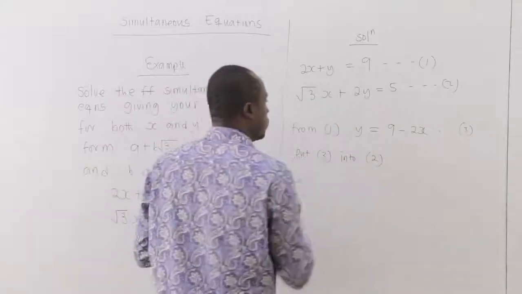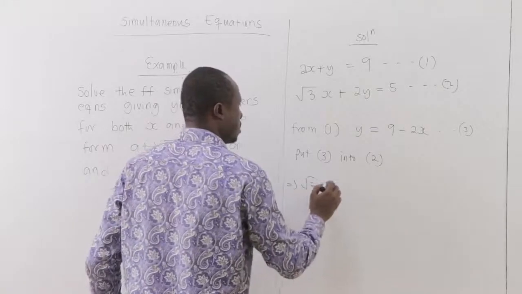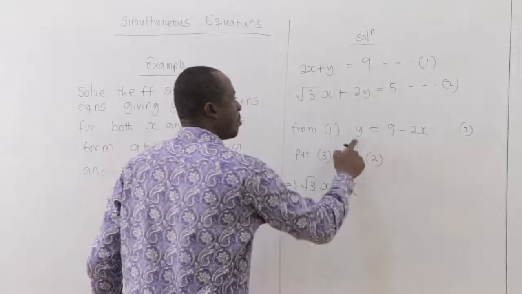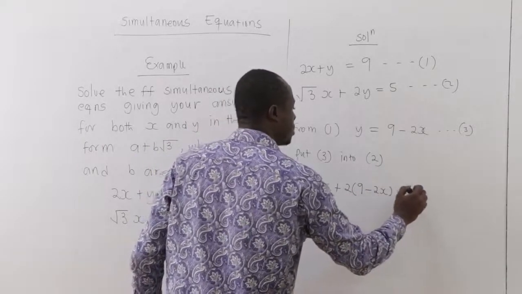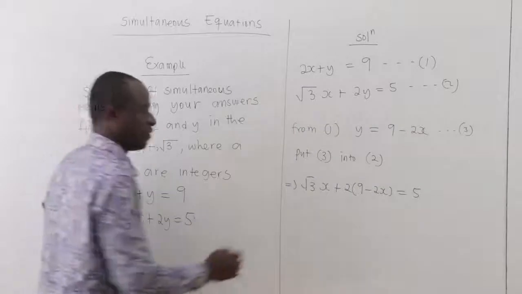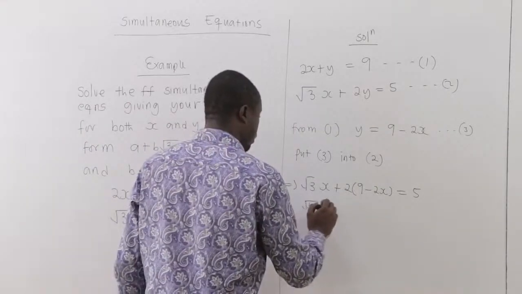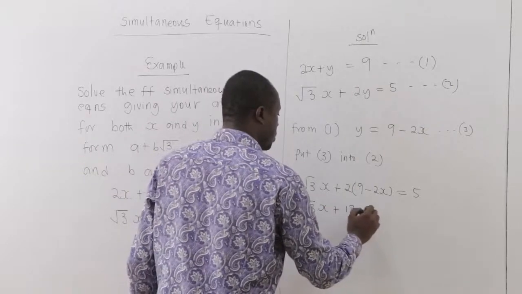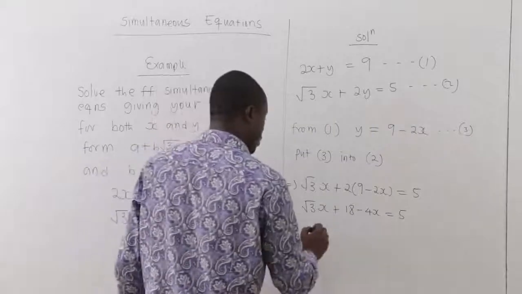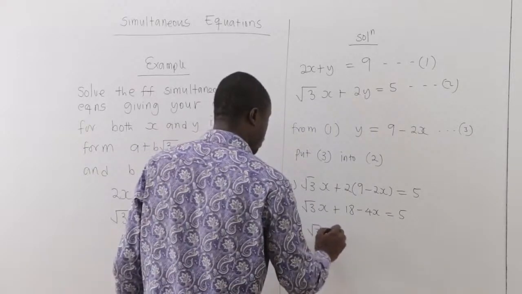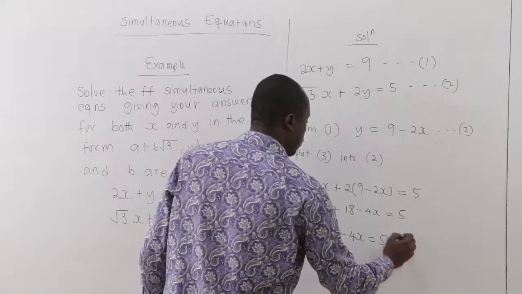So we are putting 3 into 2, and this implies we have root 3x plus 2y. What is our y? Our y is 9 minus 2x, and this is equal to 5. Let's expand this using the distributive property. So we have root 3x plus 18 minus 4x equal to 5. Clearly, what do you have? Let's group like terms. We have root 3x minus 4x equal to 5 minus 18.